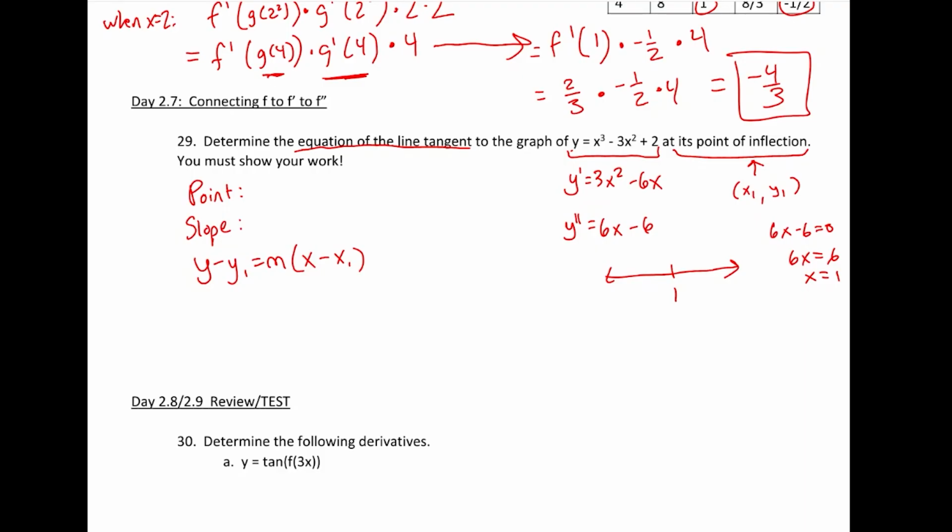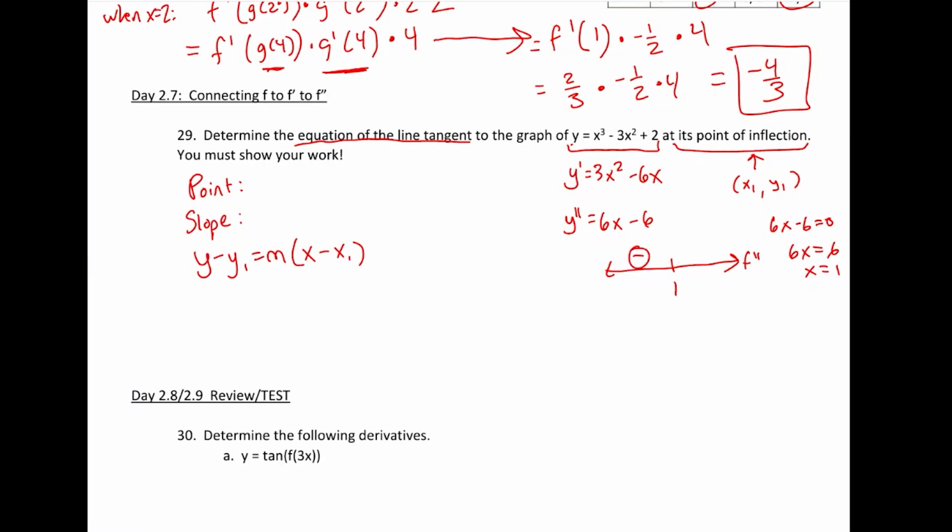And so to fill in the sign chart, because we're looking to see if f double prime changes sign, then we have a point of inflection. But if the sign doesn't change, we don't have a point of inflection, and we have no answer to this problem. So I'm assuming it will change. But let's see. If I substitute in a number like 0 into y double prime, I'm going to get a negative number. If I substitute a number like 2, I'm going to get a positive number. So sure enough, we do get a change in concavity. Y changes from being concave down to concave up when x is 1. So 1 is guaranteed to be our x coordinate there.